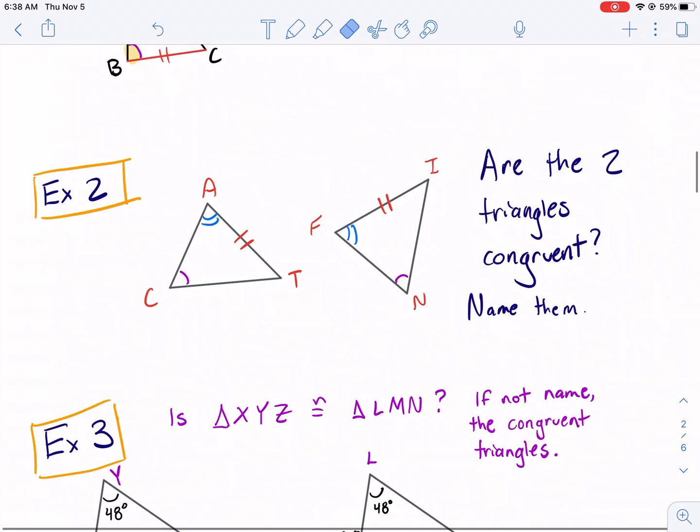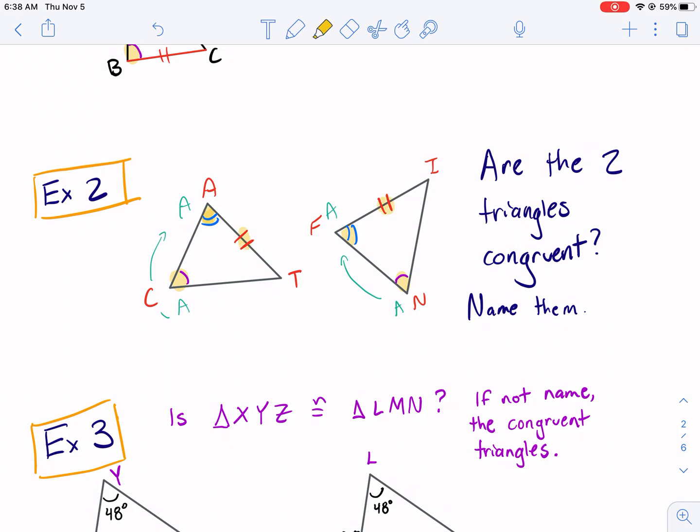Moving on to example 2, are the two triangles congruent? Name them, if so. So first we need to see, let's label our angles. We have this one matches this one, we can call that A. Then we have this angle matches this angle, we can call that A. Notice how I'm working my way around the triangle. Okay, be strategic. Don't just skip around all over the place because it doesn't help you.